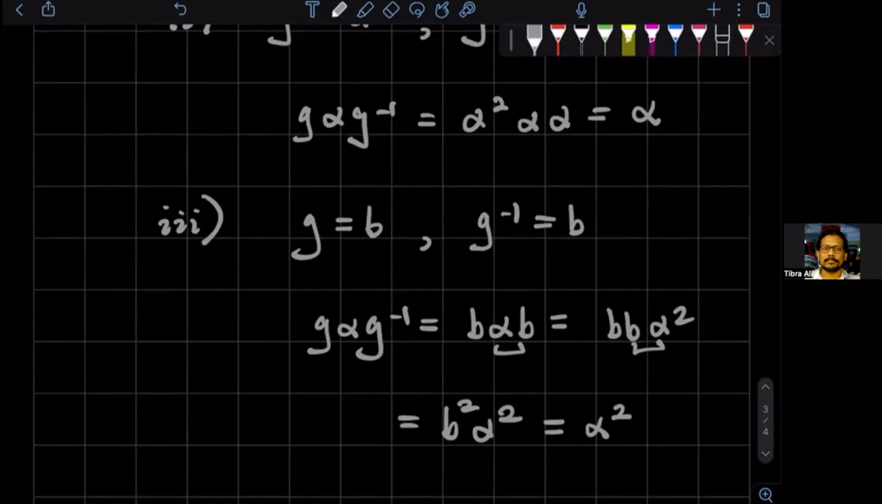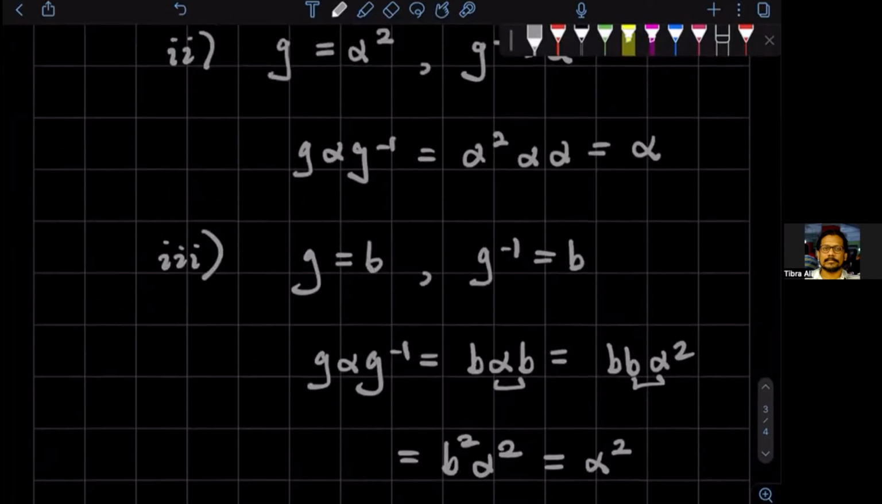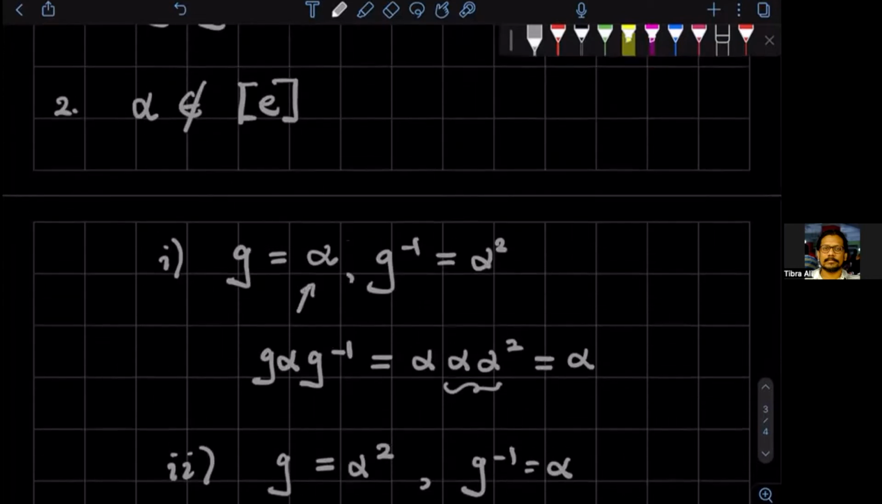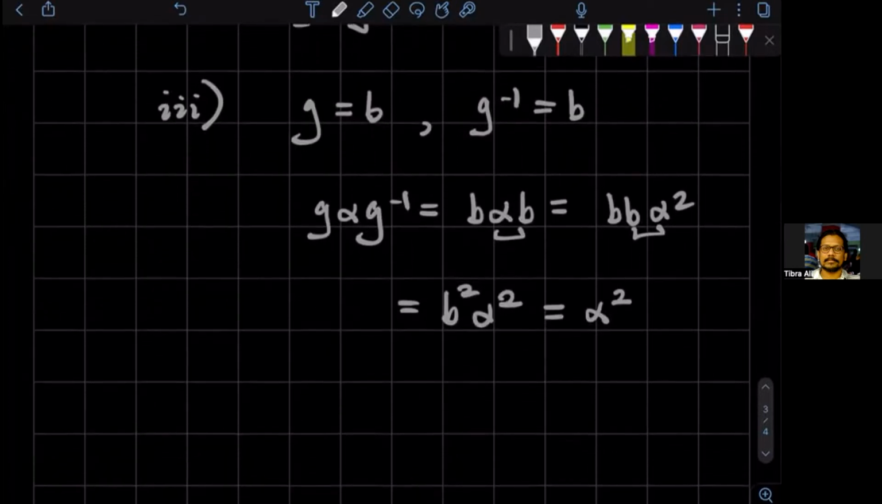So now we see that we are getting, in our equivalence class of alpha, our first element was alpha. The second element is going to be alpha squared. Okay, now we can keep on doing this.